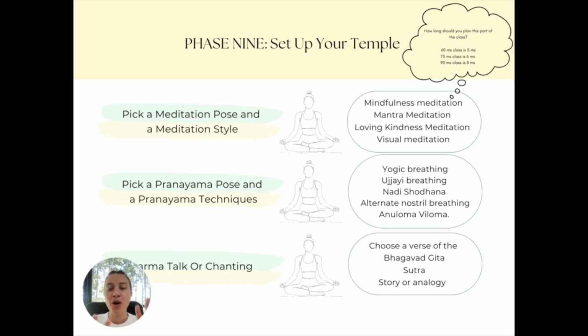Phase number 9, set up your temple. Pick up a meditation style or a meditation pose. Pick up your pranayama pose and a pranayama technique, Dharma talk, or chanting. Of course, in this phase, if you have 60 minutes, it's squeezed in 5. If you have 75, it's 6 minutes. 90 minutes, it's 8 to 10.